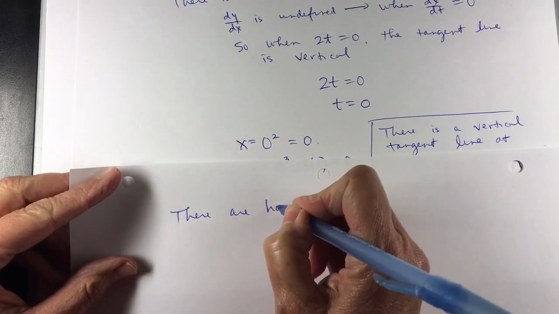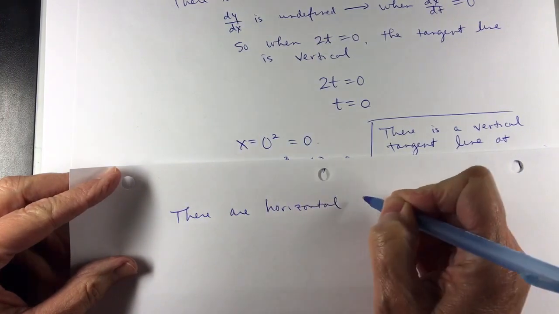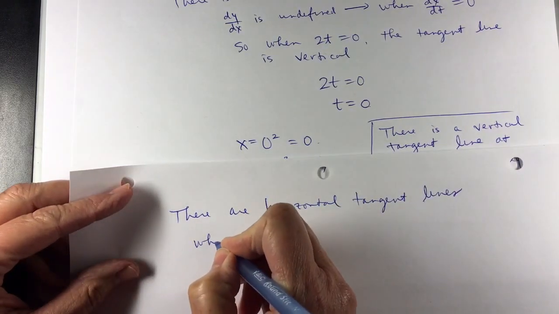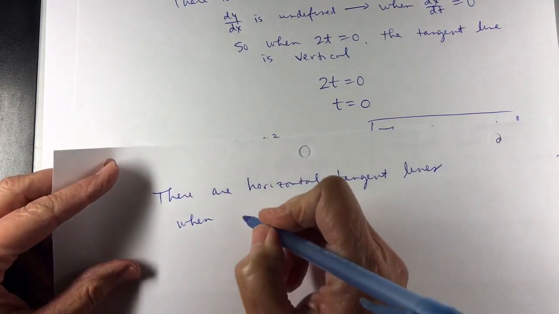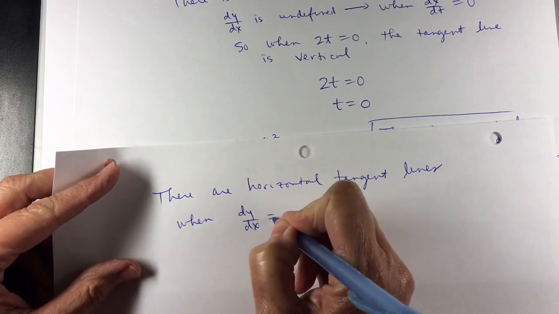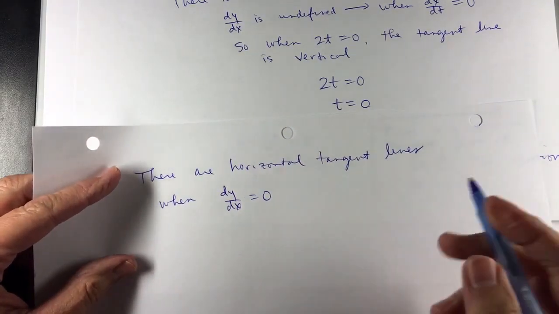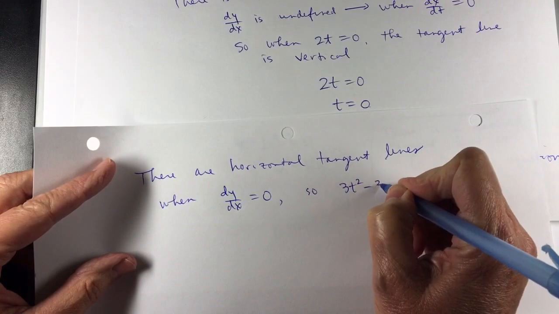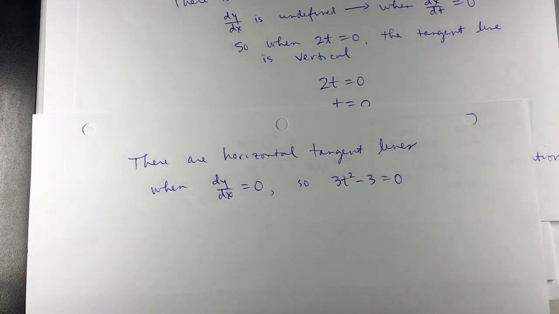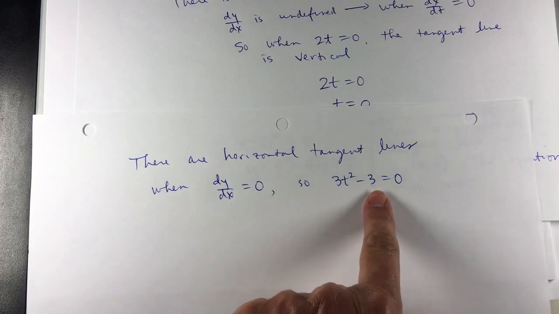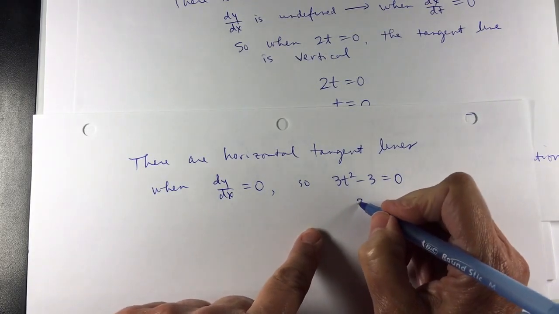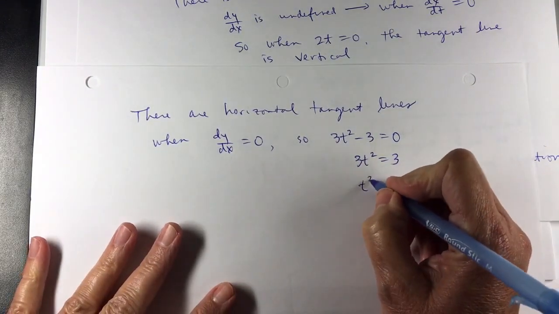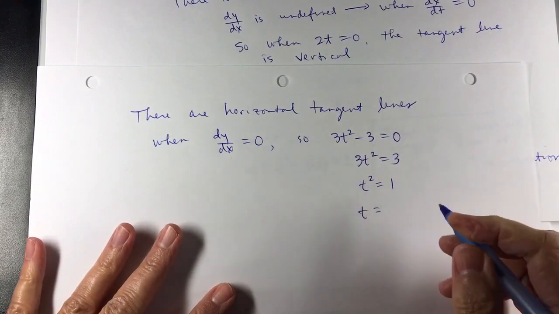Okay, let's find where the tangent lines are horizontal on this graph. There are horizontal tangent lines when what? When the numerator is 0. When dy over dx equals 0, and that would be the numerator. So when 3t squared minus 3 is 0. And I'm thinking I can solve for t. I'm going to add 3 to both sides. 3t squared is 3. Divide by 3, t squared is 1. So when t is what?